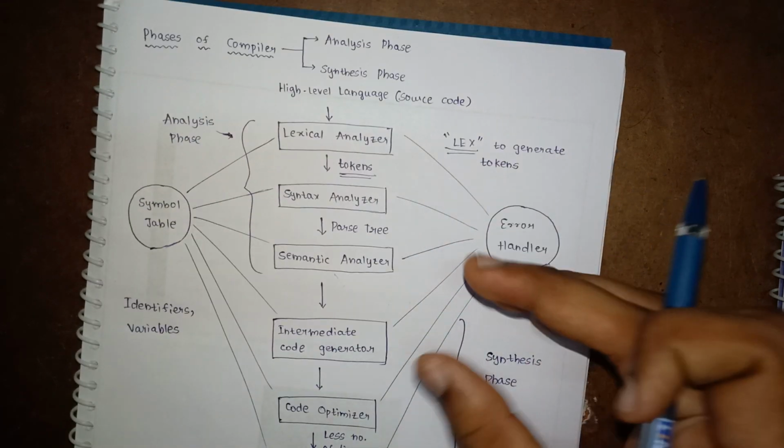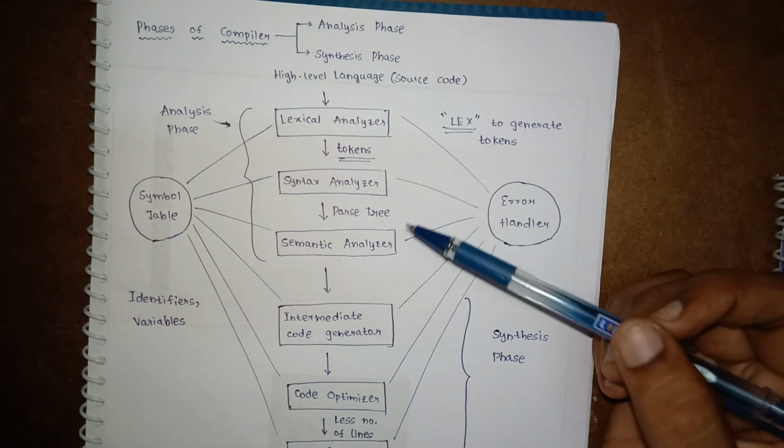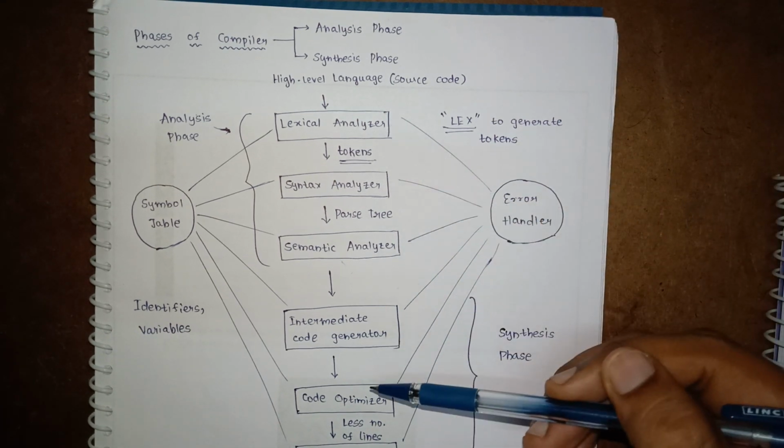That is simply the brief introduction to the phases of a compiler. We'll deal with an example in the next video, understanding all the analyzers in detail.